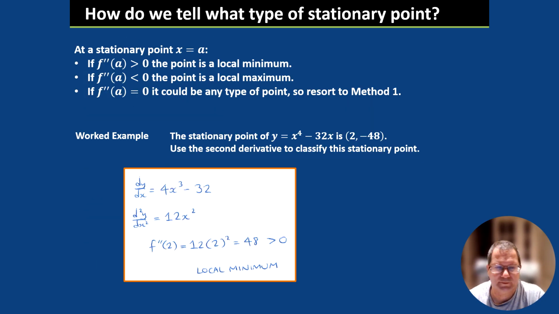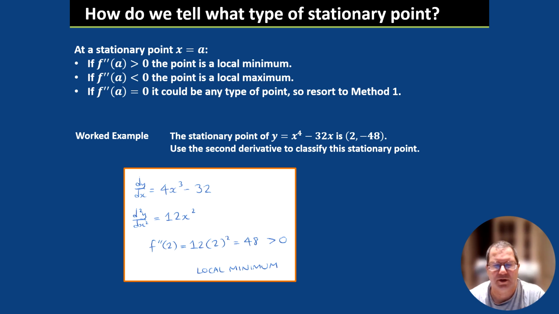In summary, if we have a stationary point where x is equal to a, then if f double dash a is greater than 0, that's a local minimum. If f double dash a is less than 0, that's a local maximum. And if f double dash a is equal to 0, it could in theory be any type of point. So we resort back to method 1, where we check the gradient either side.